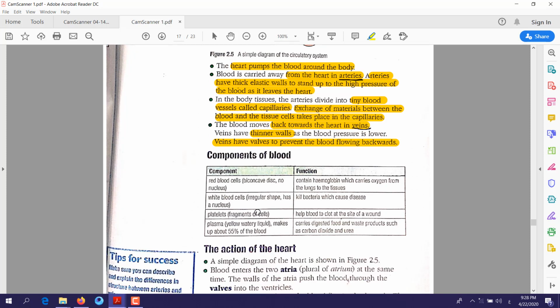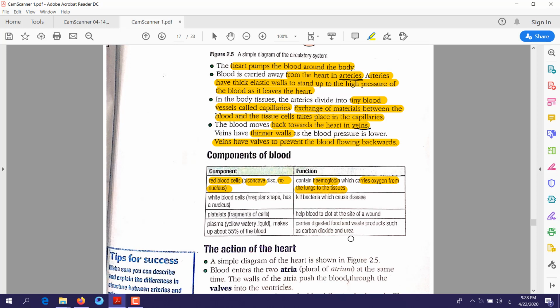Then, the components of blood. Our blood consists of these components. Number one, RBC or red blood cells. Red blood cells, their shape is concave and they have no nucleus. The function of red blood cells? They contain hemoglobin and carry oxygen from the lungs to the tissues.